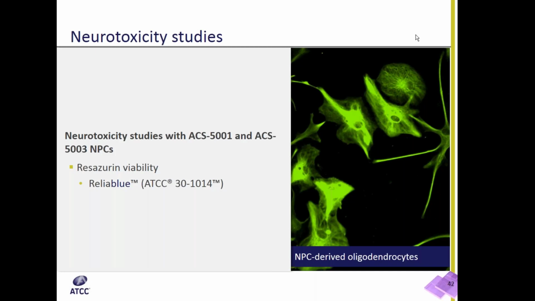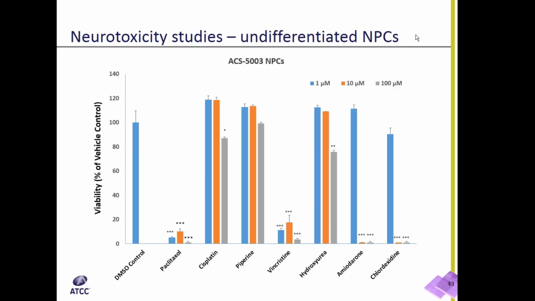And these were done in undifferentiated neural progenitor cells. The cells were treated with compound 2 days after plating in ATCC neural progenitor cell expansion media. This experiment was done with passage 6 neural progenitor cells. They were treated with the drug for 2 days and incubated with the Alamar blue dye, the ReliaBlue dye, for 6 hours. This figure shows the effect of several neurotoxins on ACS 5003 neural progenitor cells.